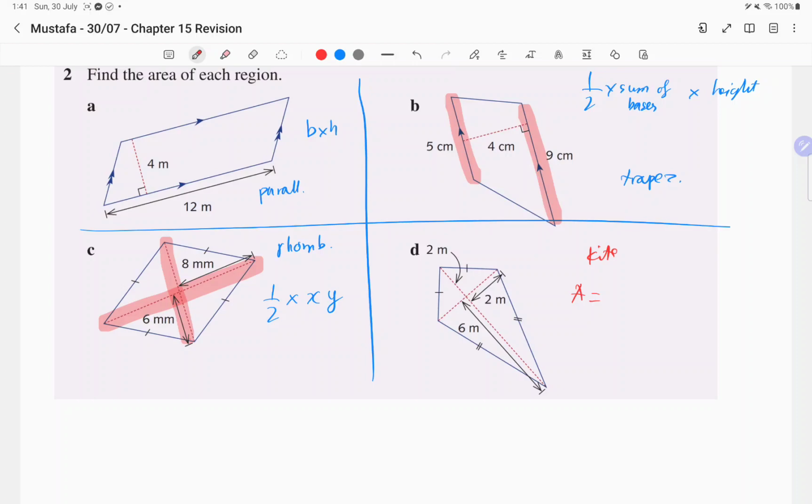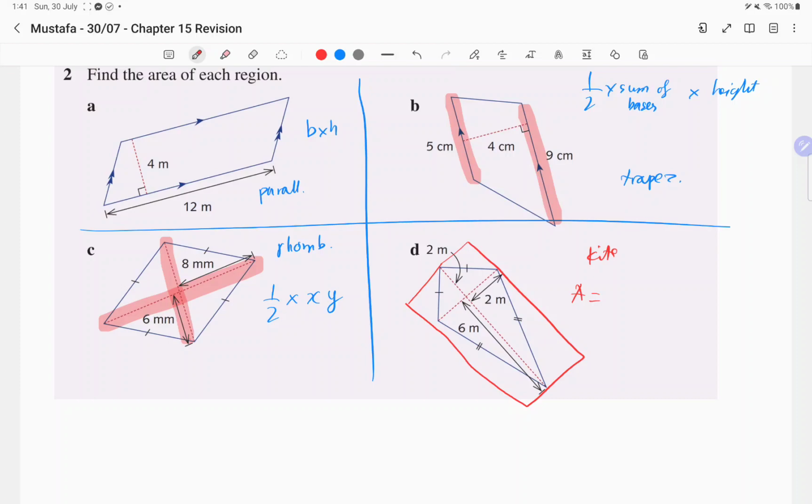Hold up. What shape do you think this is similar to? Trapezium? No. Rectangle? No. Triangle. The way to do this one is similar to a rhombus. If I were to draw this, what do you think the area is?